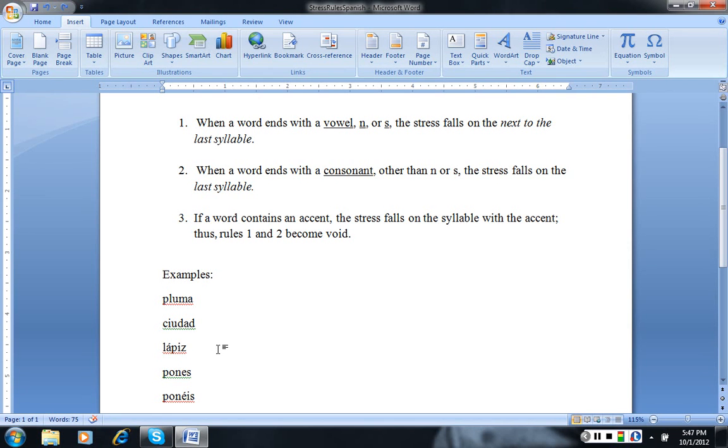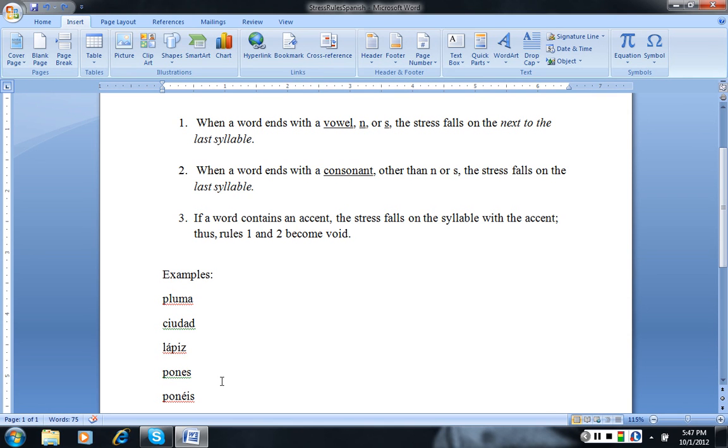Okay? It's not going to be lápiz. Lápiz, which is what I hear a lot of times in classes, is lápiz. Is going to go with the next to the last syllable, although the rule says last syllable. And that's simply because the word contains an accent over the A for pencil. Lápiz.